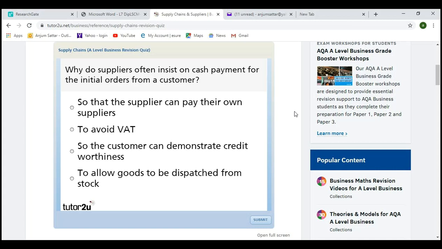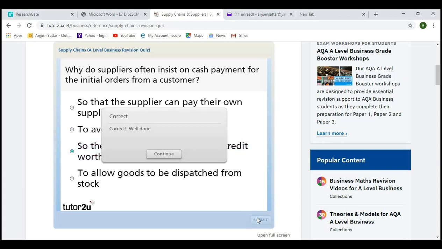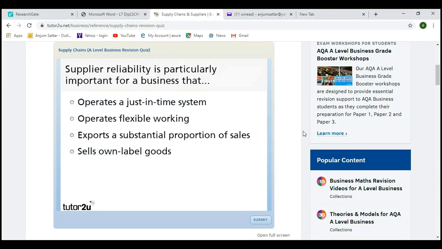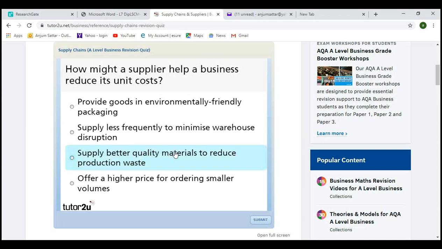So that number third, so the customer can demonstrate credit worthiness. Well done. Supply reliability is particularly important for business that operates a just-in-time system. First one. Well done.